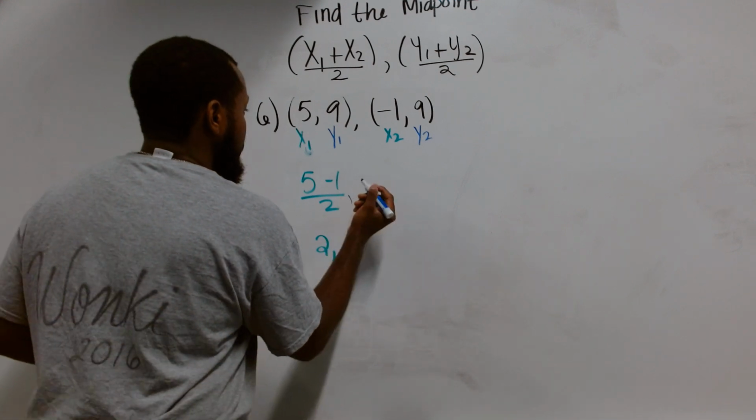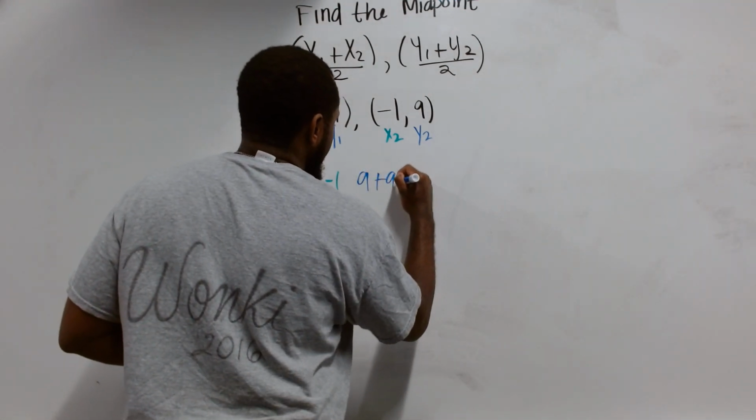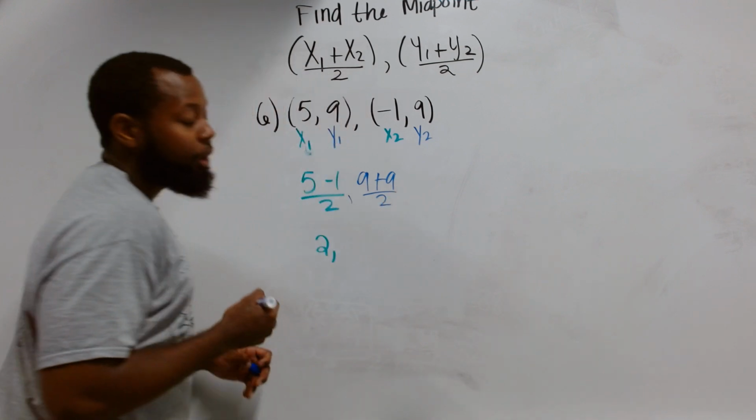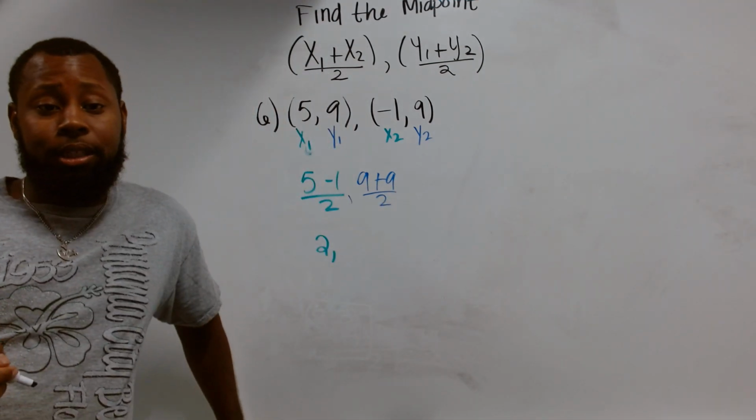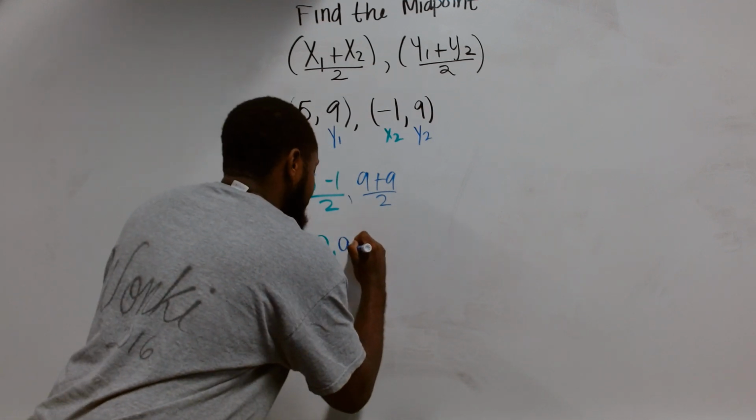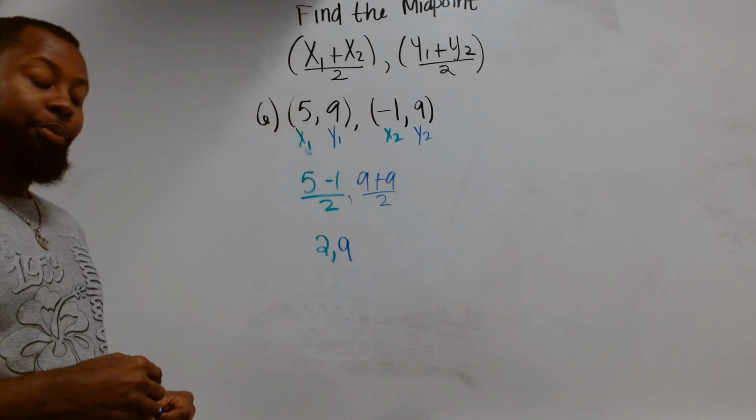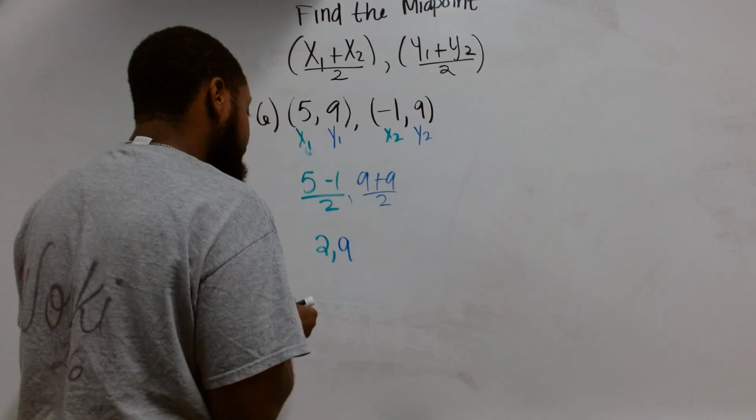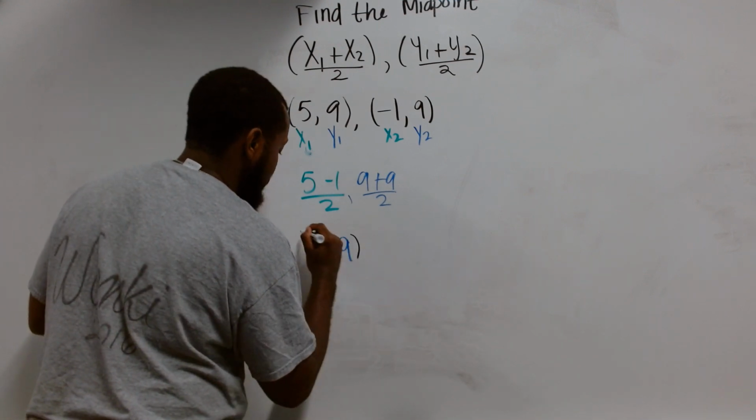Now, 9 plus 9 divided by 2. We know 9 plus 9 is 18. And half of 18 is 9. And there we go. This is your answer.